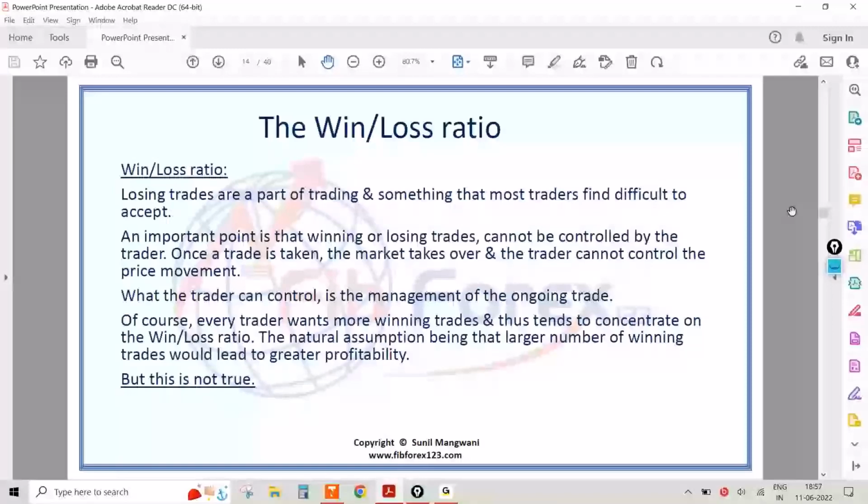Now, of course, every trader wants more winning trades, so you would concentrate on the win-loss ratio. The natural assumption is that a larger number of winning trades would lead to greater profitability or growing of the account, but this is not true. Now, this is very important. This is a wrong thing. This is a fallacy a lot of traders tend to look at.